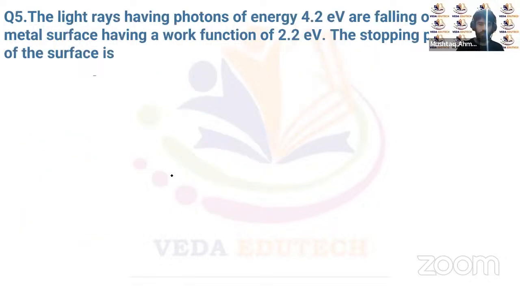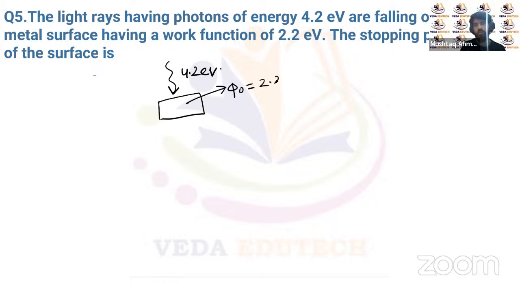So let's move on to the next question. Question number 5 is that a light ray is having photons of energy 4.2 electron volt. They are falling on a metal surface having a work function. Let's suppose this is the metal surface, and it has a work function of 2.2 electron volts. It means that the minimum energy required for the photoelectric effect should be equal to 2.2 electron volt. But the energy supplied on this metal surface is greater than that.